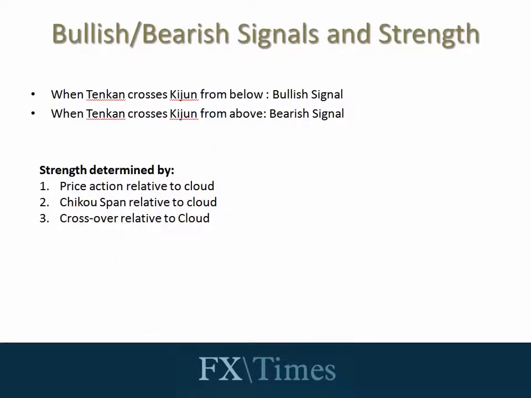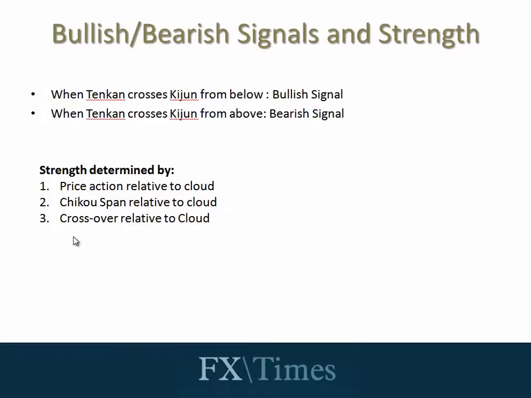Furthermore, the Ichimoku charting technique provides bullish and bearish signals of various strength. When the Tenkan crosses the Kijun from below, there is a bullish signal, and when the Tenkan crosses the Kijun from above, there is a bearish signal. And the strength of these signals is assessed based on three factors: one, price relative to the cloud; two, Chikou span relative to the cloud; and three, crossover relative to the cloud.